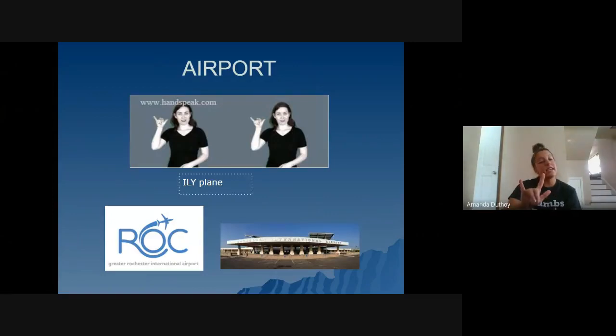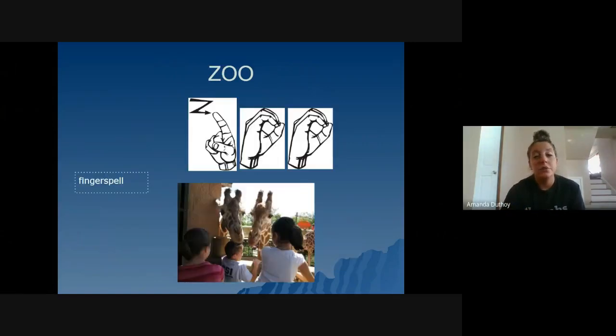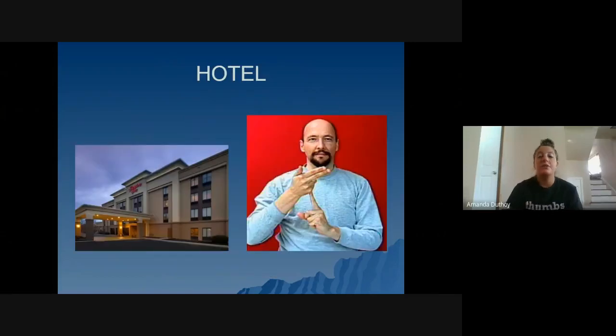Airport, it's kind of like the I love you sign and like a plane flying by. So that's airport, and that is going to be one-handed. Zoo is finger spelled. Hotel, so you're going to make the number 3, kind of close it, and then point to it. Hotel, so it's going to be asymmetrical because my hands are doing different things. We'll make a number 3, kind of close it, and then point to it. Hotel.